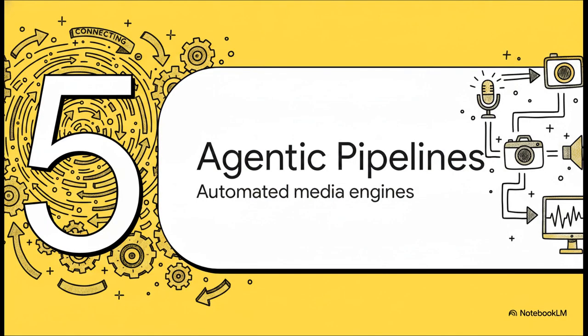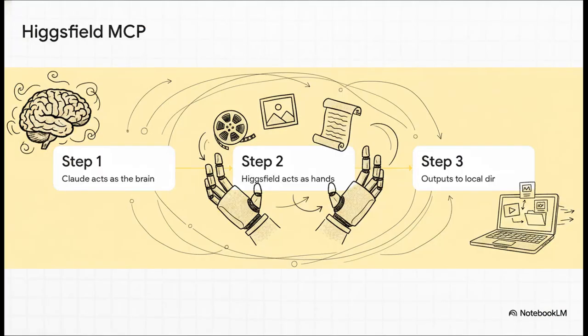Let's move on and see how this builds into Section 5, Agentic Media Pipelines. We're entering the automated full-stack era. This is really the climax of the explainer. We're shifting away from isolated tools and stepping into the realm of fully automated, full-stack creative engines. Let's walk through the Higgs field MCP workflow.